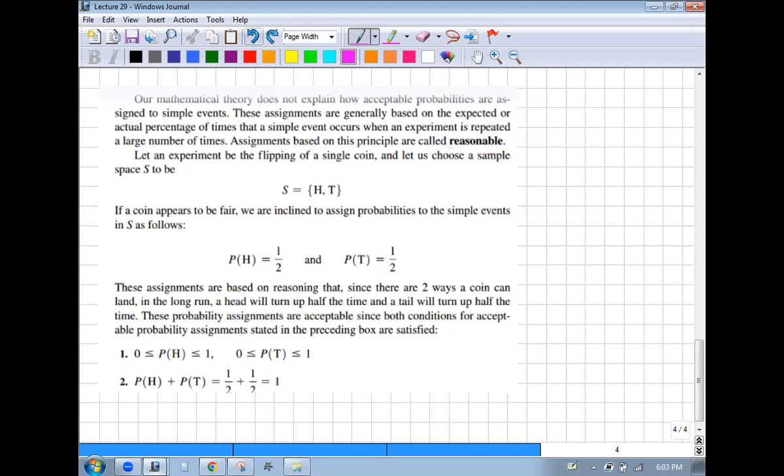Let an experiment be the flipping of a single coin. Let us choose a sample space. So it's either heads or tails. If it appears to be fair, we are inclined to assign probabilities as 0.5 and 0.5, or 1/2 and 1/2. They're based on reasoning that since there are two ways a coin can land, in the long run, a head will turn up half the time, and a tail will turn up half of the time. These probability assignments are acceptable since both conditions for acceptable probability assignments stated in the preceding box are satisfied. These add up to 1, and each one is less than 1. Pretty loose requirements, right?